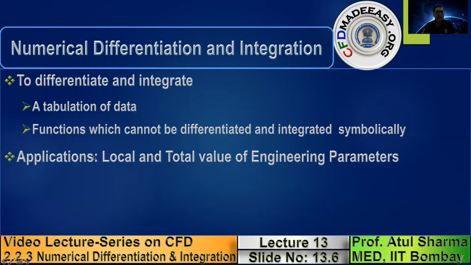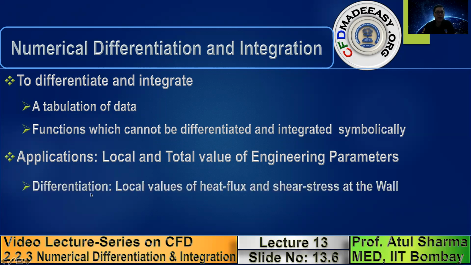As I mentioned, numerical differentiation and integration are used to calculate the local value and total value of an engineering parameter. Numerical differentiations are needed to calculate the local values of heat flux in a heat transfer problem, and shear stress for a fluid dynamics problem. So at the boundary grid points, I've shown blue circles. For each blue circle, in a conduction problem, let us say you want to calculate conduction heat fluxes. For that, you do numerical differentiation.